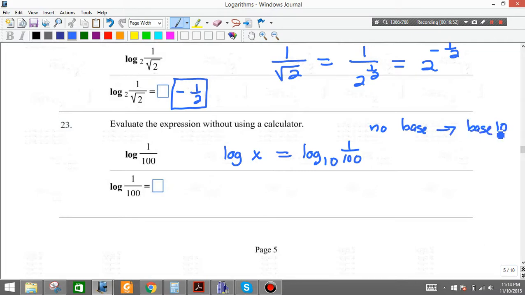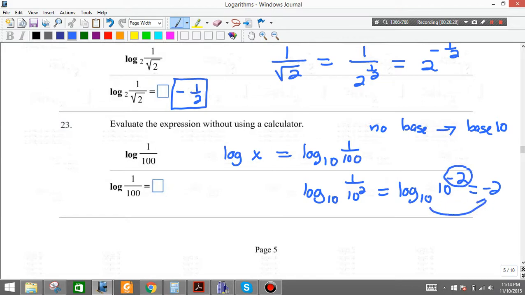So now the question becomes, well, what power of 10 is 1 over 100? Well, we know that 100 is 10 squared. We also know that because it's in the denominator, I can write this as 10 to the negative 2, because powers in the denominator are really negative powers. So when I ask what power of 10 is 1 over 100, it looks like the power is negative 2, because 10 to the negative 2 is 10 to the negative 2. The answer is negative 2.